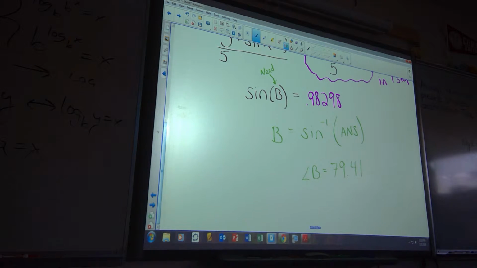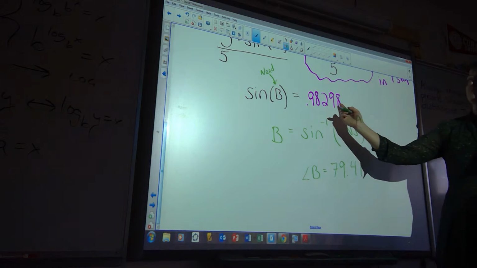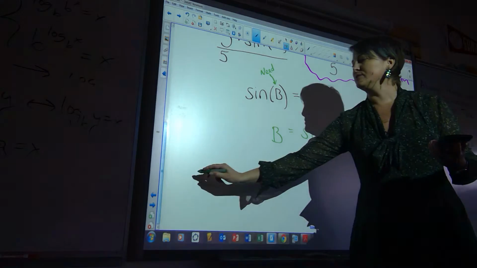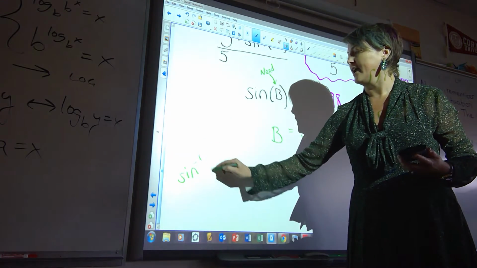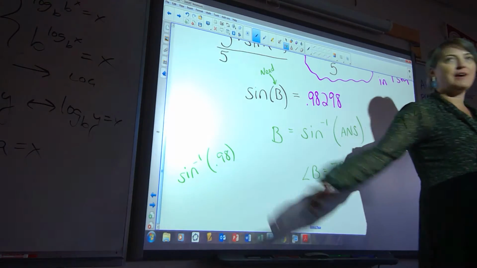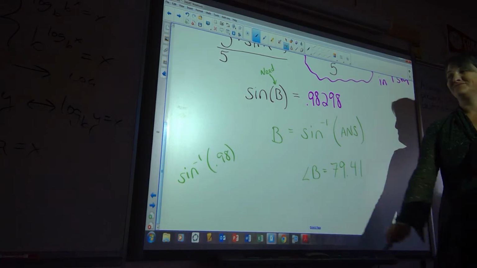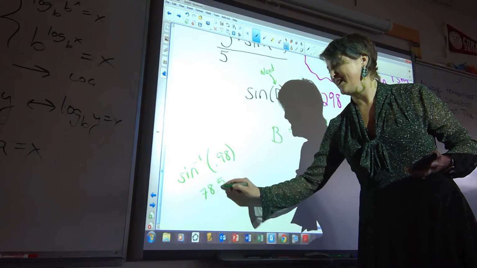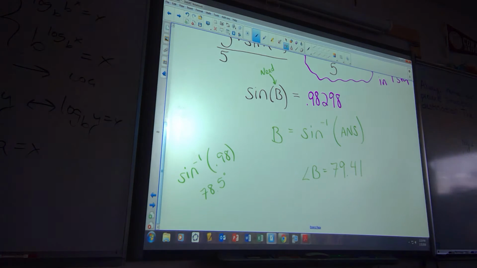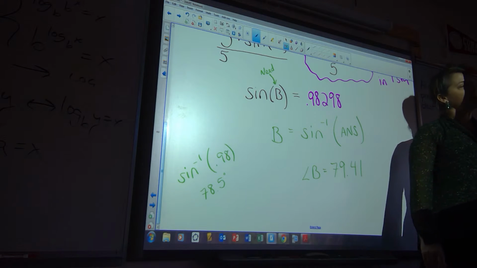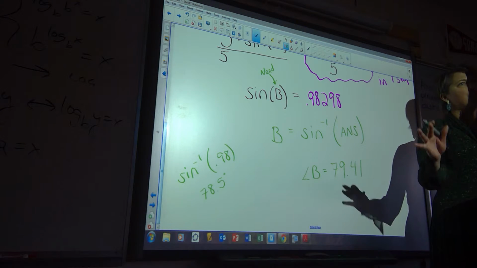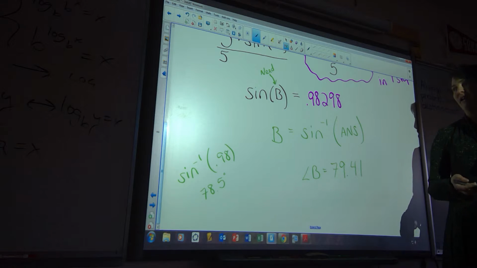Okay. Now suppose you rounded this, and let's say you did inverse sine of 0.98 and you just rounded it to that. I want you to see how different it would be. 78.5. Wow, right? That's quite a bit different. It's like 1 whole degree different, and you really didn't round it by that much. So that can happen. It's not a huge deal, but being aware of it is half the battle.